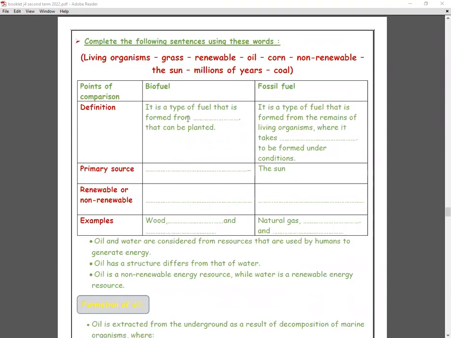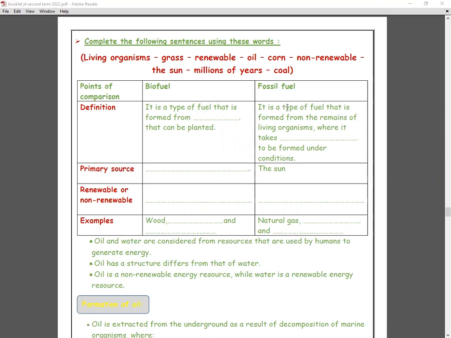Let's solve this small exercise: complete the following sentences using these words. What's meant by biofuel? It's a type of fuel that is formed from green plants or living organisms that can be planted. The primary source will be the sun. Renewable or non-renewable? For sure biofuel will be renewable. The examples are wood, wood chips, grass.